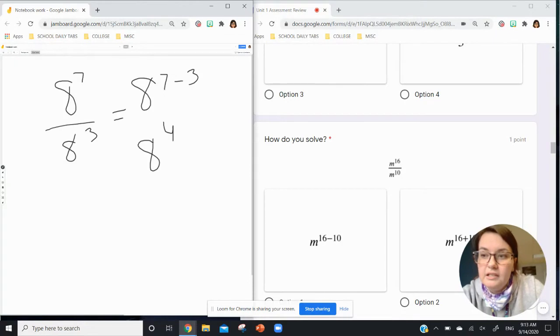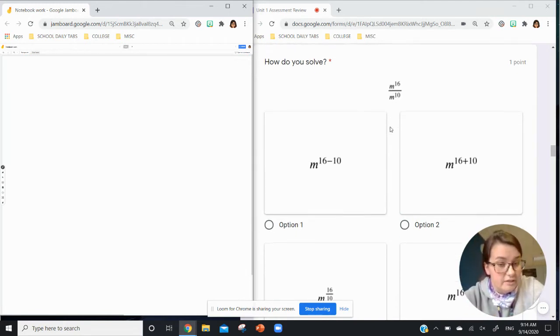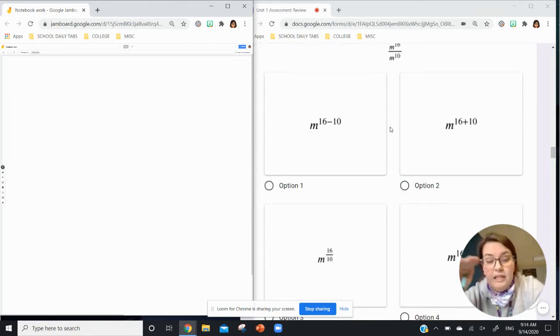Okay, got another subtraction one. This wants us to know how we would solve it. It is a division problem, so we know we will be subtracting those exponents. This is not looking for the answer, so we just need it to show where we're subtracting the exponents. Well, this looks like subtracting.